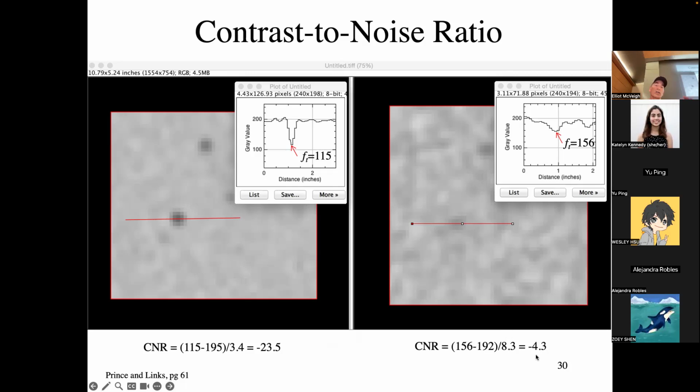24. So obviously, if you have a signal to noise of 20, you've just learned something. You're always going to be able to see that object, right? Signal to noise of 20 is a lot.